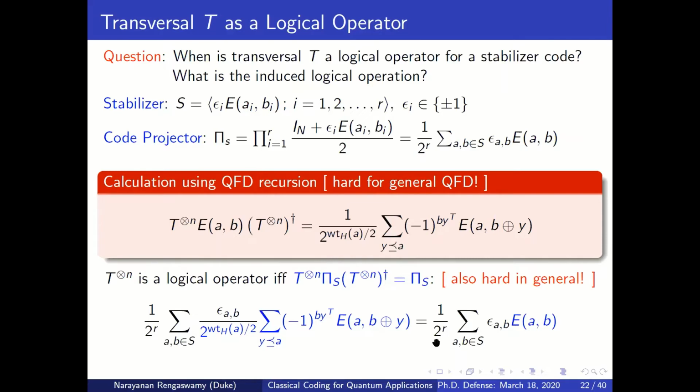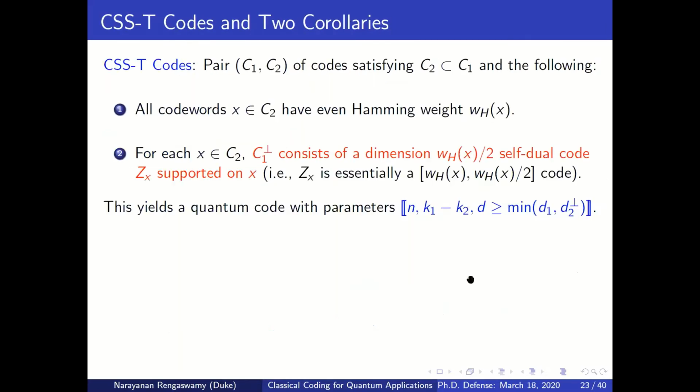And similarly, solving for conditions when this equality holds can also be hard in general, but we solved this completely for the T case. I'm not going to give you the general theorem, but I'm going to give you the special case for CSS codes because it's easier to describe. So CSS codes, remember, is where the stabilizer matrix has a block form. So you basically have two classical codes that describe the code. So one lives inside the other.